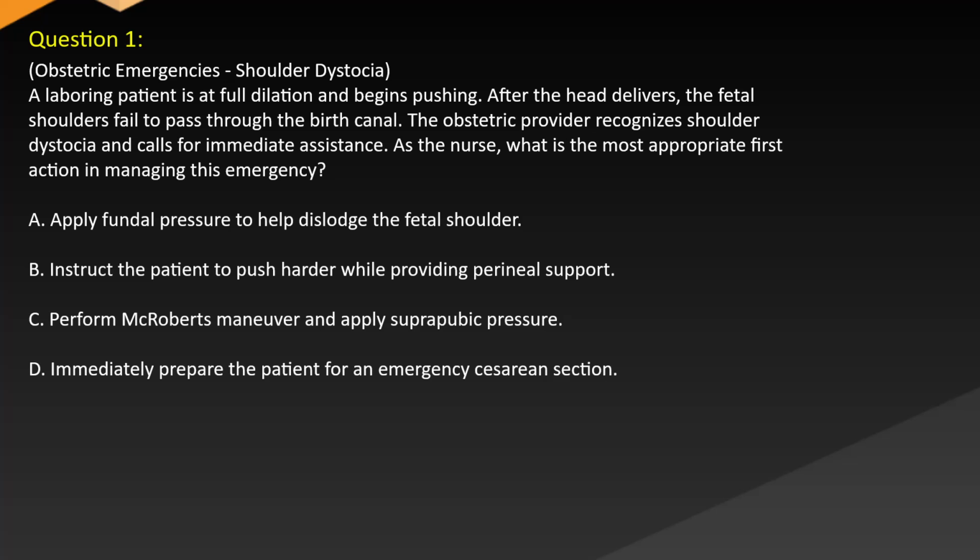A. Apply fundal pressure to help dislodge the fetal shoulder. B. Instruct the patient to push harder while providing perineal support. C. Perform McRoberts maneuver and apply suprapubic pressure. D. Immediately prepare the patient for an emergency cesarean section.